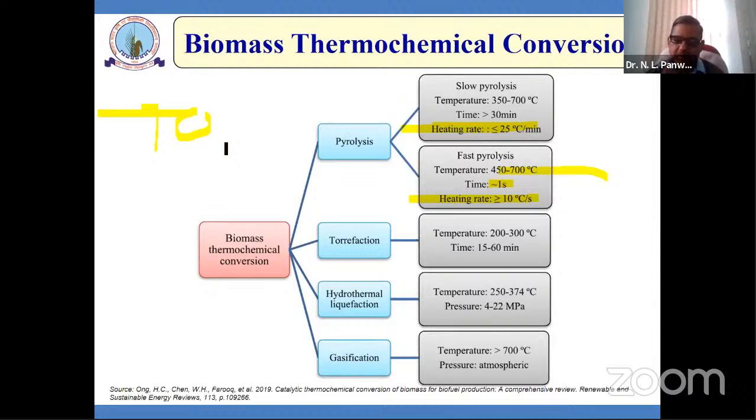And now see the hydrothermal liquefaction process. Here the important issue is your steam pressure. A pressure of 4 to 22 megapascal is required if we go for oil production. It means you are extracting the essence from the biomass.